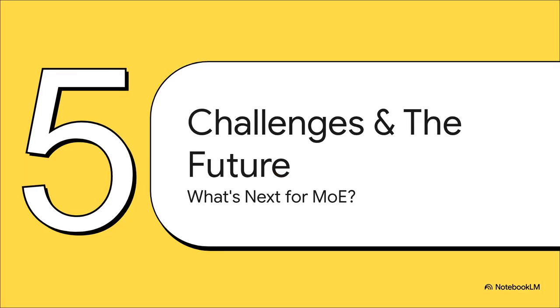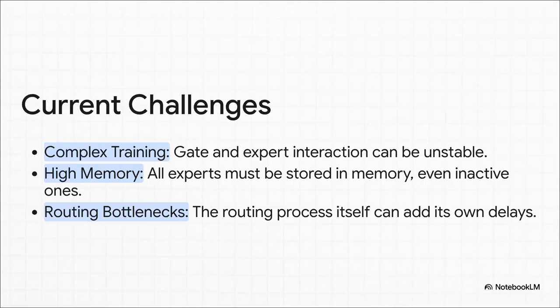Okay, but it's not a perfect fairy tale. Like any new tech, MoE comes with its own set of challenges we have to figure out, and its future is still being written as we speak. So, what are the roadblocks? Well, first, getting these things trained can be a bit unstable. And here's the ironic part. While they are cheap to run, they're expensive on memory. You still have to load every single one of those billions of parameters into your computer's memory, even the ones that are just sitting there.